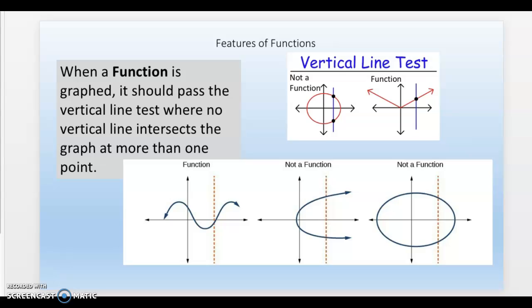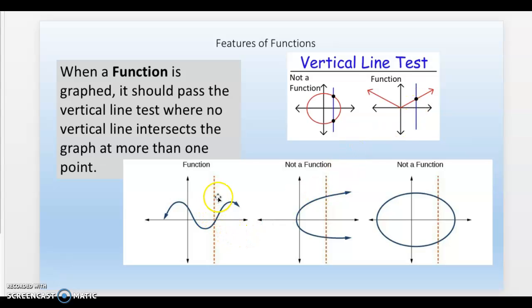And when we graph it, a function should pass the vertical line test. Again, no vertical line intersects the graph of the function in more than one point. Like right here, this blue line, if the graph is a circle, it's not a function because it hits in 2 points. Where this red graph right here, that's the absolute value, that's a function, okay? A vertical line that goes up and down, this blue line, only hits the graph in 1 point.